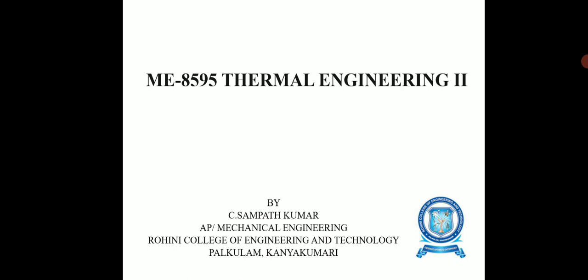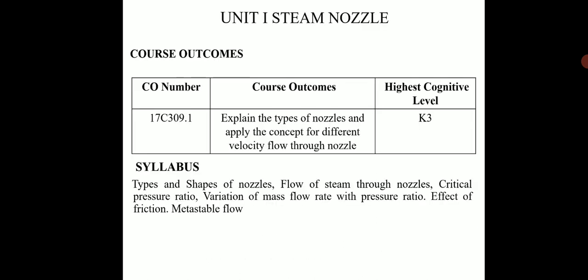In this video, we are going to discuss the subject ME8595 Thermal Engineering 2. In this, we are going to discuss Unit 1, Steam Nozzle. The outcome of the unit is to explain the types of nozzle and apply the concept for different velocities through a nozzle. For this, the highest cognitive level is K3, which is analyzing.